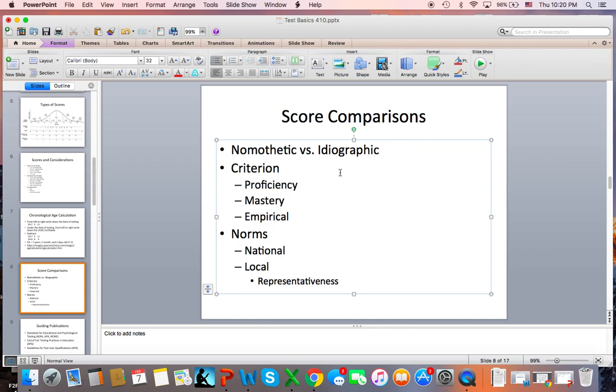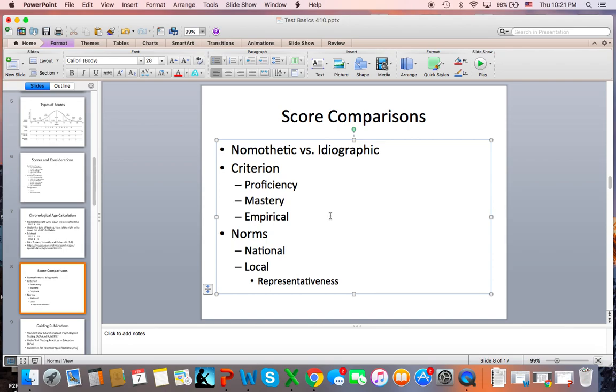So predominantly within the educational realm, we have criterion-referenced tests and norm-referenced tests. With criterion-referenced tests, you're comparing the student to some sort of predetermined standard of performance. With proficiency criterions, the publishers or creators of the assessment simply determine what level they feel is necessary for a student to show in a given skill to be deemed proficient in that skill. That's really just dictated by the publisher.